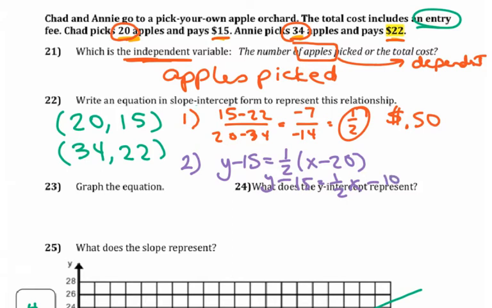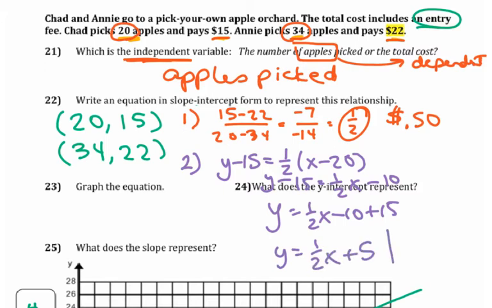I'm running out of room, so I'll just go back and erase it in a minute. y equals 1/2 x minus 10, and I add the 15. So that's y equals 1/2 x plus 5. That's my equation. It's in slope-intercept form. So that's the answer to number 22.